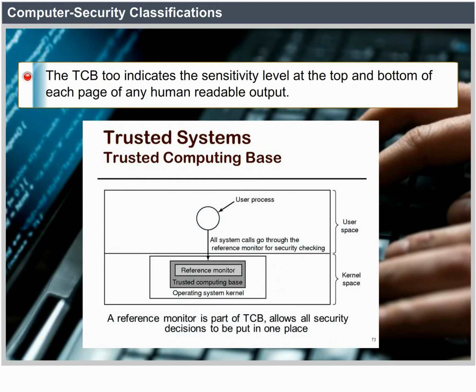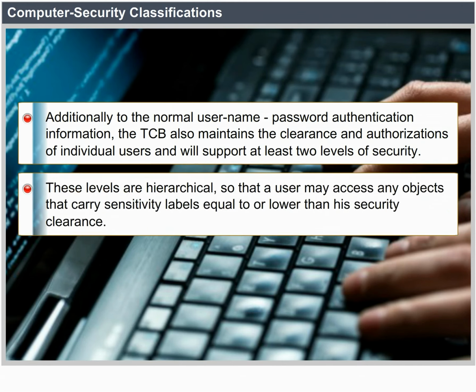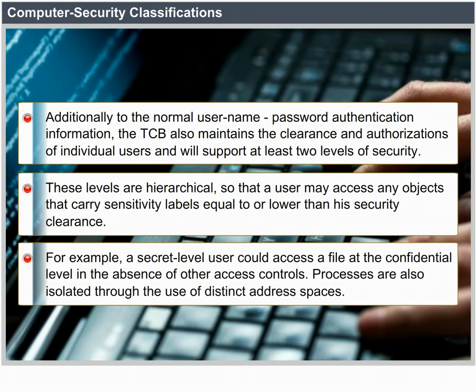In addition to the normal user name password authentication information, the TCB also maintains the clearance and authorizations of individual users and will support at least 2 levels of security. These levels are hierarchical so that a user may access any objects that carry sensitivity labels equal to or lower than his security clearance. For example, a secret level user could access a file at the confidential level in the absence of other access controls. Processes are also isolated through the use of distinct address spaces.